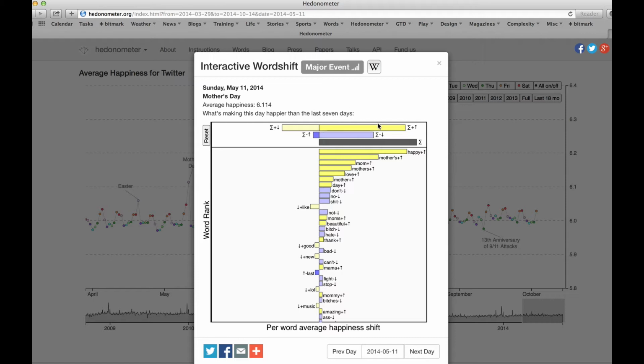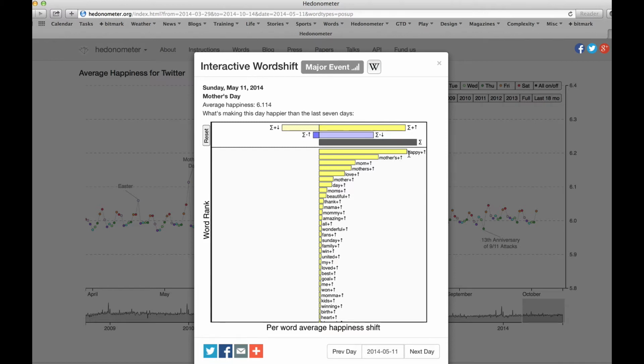So there are four ways that words can change in their frequency of usage. That's what's happening. People are using some words more, some words less, and that is changing why this day in particular is happier than the last 7 days. That's the comparison we're making to the previous 7 days. So there are words here in yellow, with the yellow bars. These are words that are being used more and that are relatively positive.